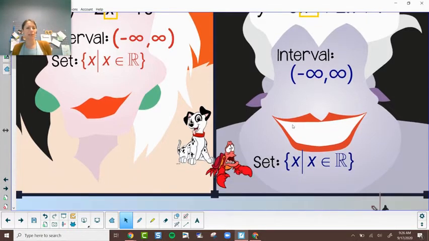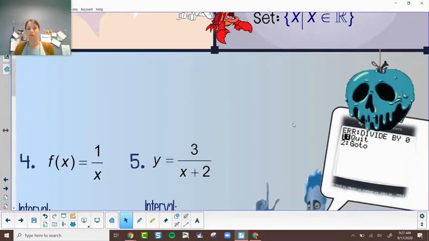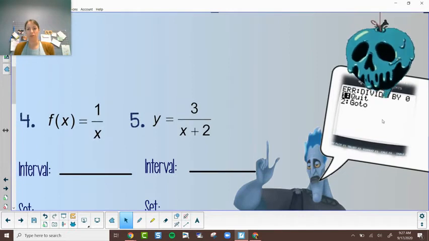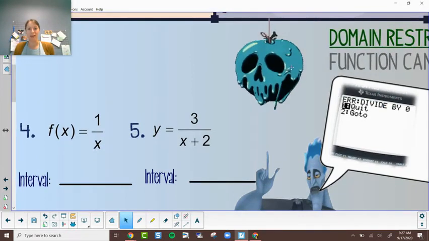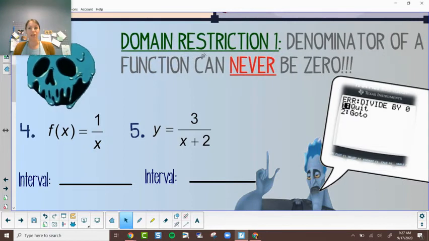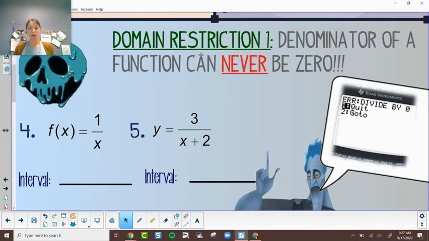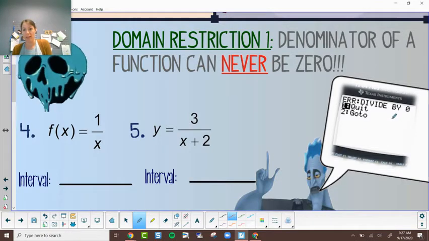All right, so let's see what happens when it starts to get tricky. We're going to look at our first restriction, our first little bite of the poison apple, and that is domain restriction number 1. Denominators can never equal 0. We can never divide by 0 in the math world. So I can't do 20 divided by 0. That's just no. If it helps, I can't take 20 things, like 20 cookies, and split it between no one. That doesn't really make any sense. So that's our first restriction.